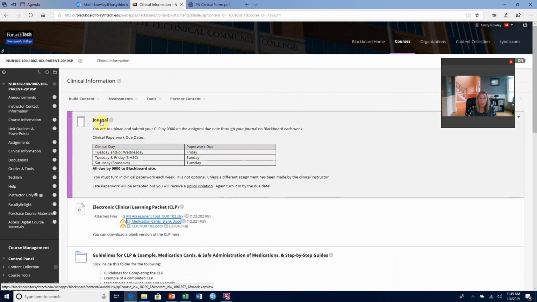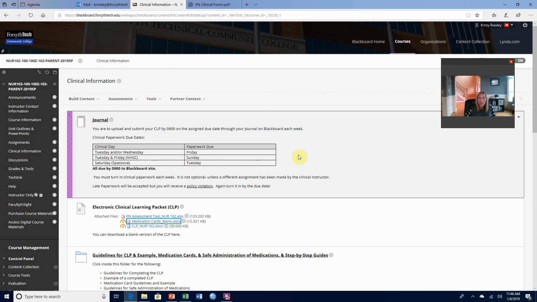And here is the journal. For their journal, they're to upload, and it also has their due dates listed here. All the due dates for the CLP are going to be at 9 o'clock in the morning. It just has different days. So if your students go to clinical on Tuesday all day or Wednesday all day, or Tuesday and Wednesday half days, their clinical paperwork is going to be due on Friday at 9 a.m. to their journal. If they're at Northern with Tanya, then they have their clinical on Tuesday through Friday, so their clinical paperwork will be due on Sunday at 9 o'clock in the morning.